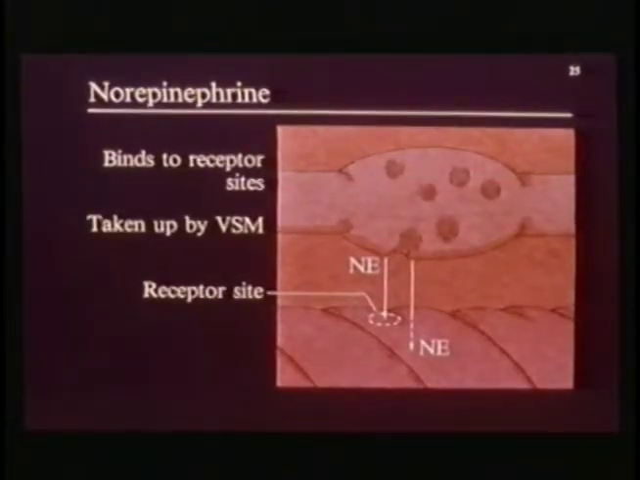25. It may diffuse into the interstitial space and bind to smooth muscle receptor sites, which are discussed in the next section, or it may be taken up by the vascular smooth muscle cell. The norepinephrine that is bound to receptor sites is released when interstitial concentrations fall. The norepinephrine that enters the smooth muscle cell is methylated and deaminated.